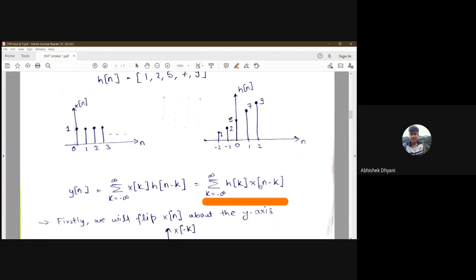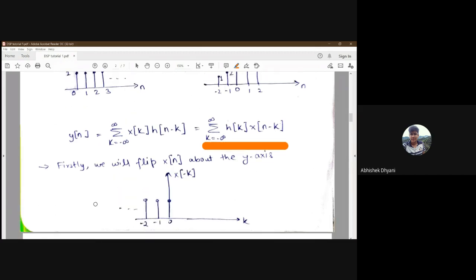So first of all, we need to flip x to find out x[-k]. Note that the first thing in the convolution expression is that we replace the time n with k. So now k is the symbol used for time. For calculating x[-k], we just need to flip x[k] about the y-axis, which will give us this signal. Right now we get a left-sided signal. And now we need to shift it by an amount n to the right.